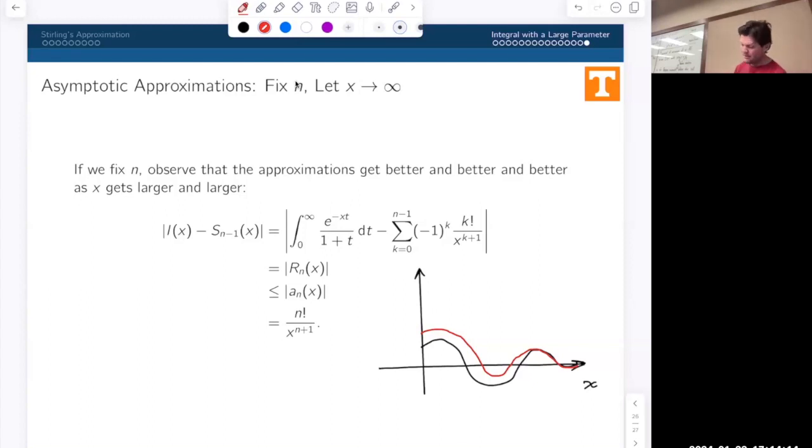Okay, so it's not a very good drawing of the Bessel functions there, so I apologize, but that's the sense in which we're going to be interested in these approximations. Fixing n and letting x go to infinity, not the other way around. Fixing n, let x go to infinity, not fix x and let n go to infinity.